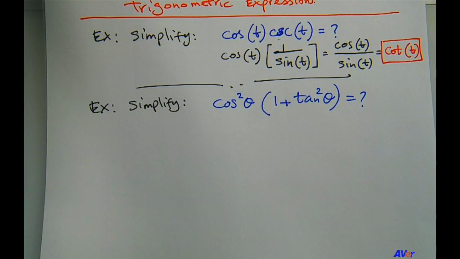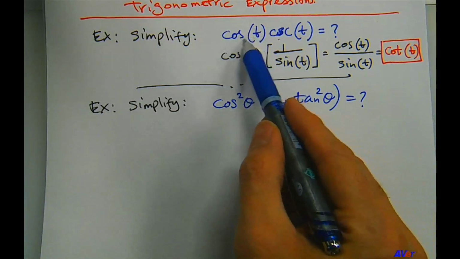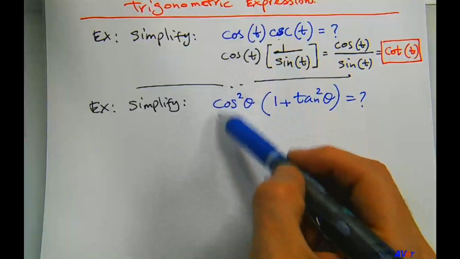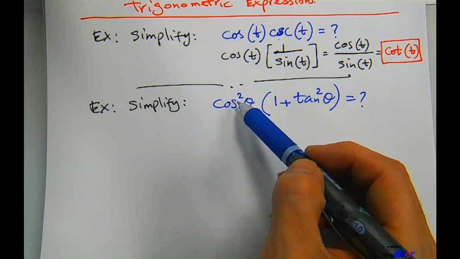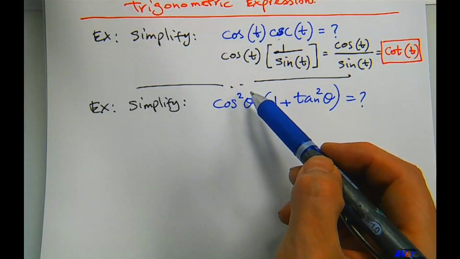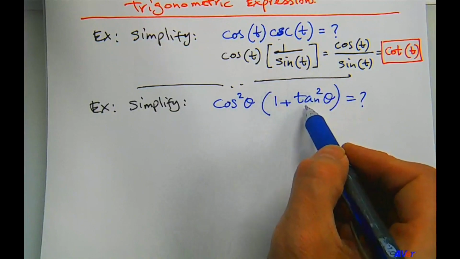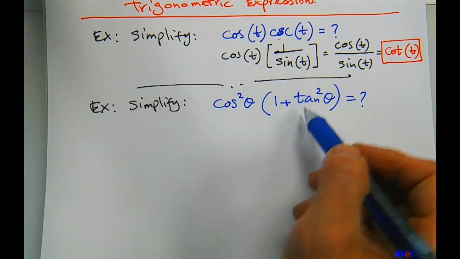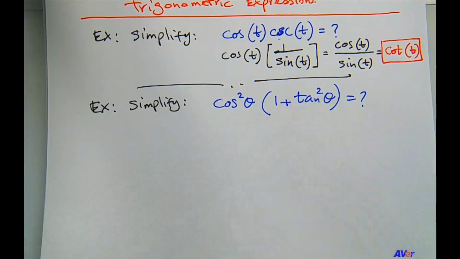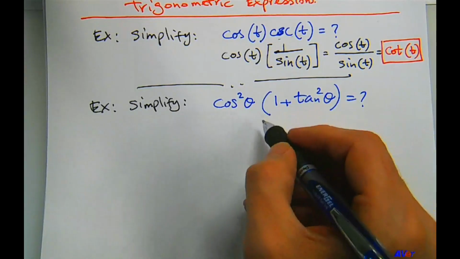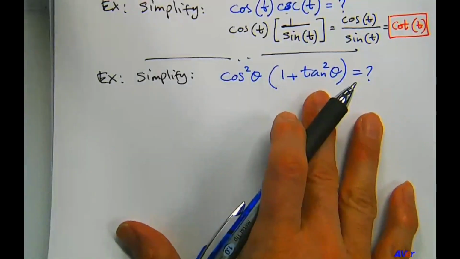Otherwise, if I have no reason, I don't really mess with cosine or sine of theta, because they are the very, very basic trigonometric functions. But this one, tangent, sure. Let's look at what we can do with what we have inside the parentheses. So I'm going to rewrite the cosine squared theta.